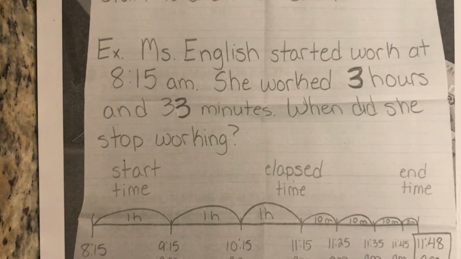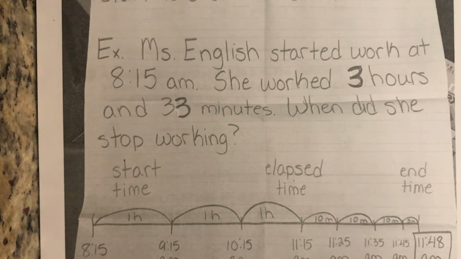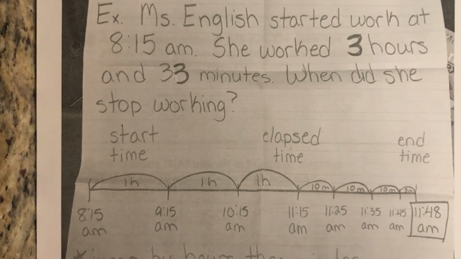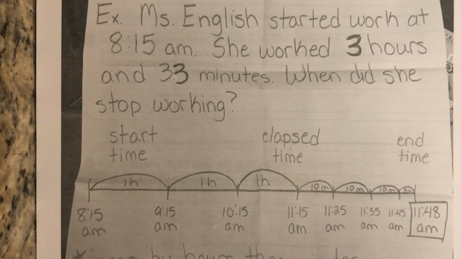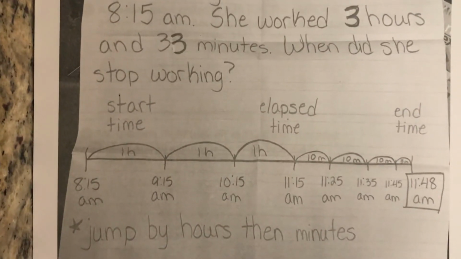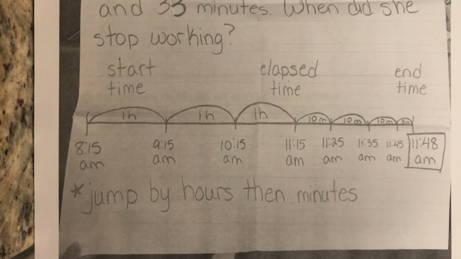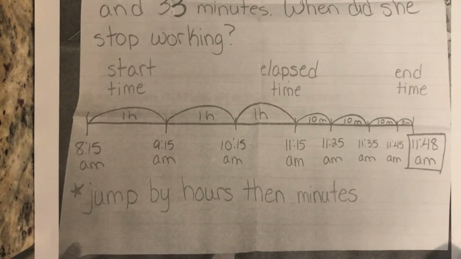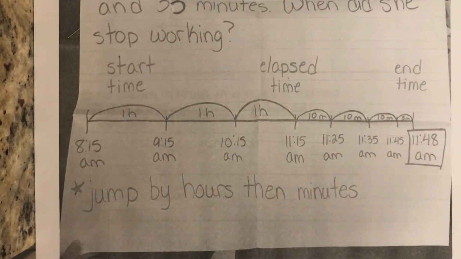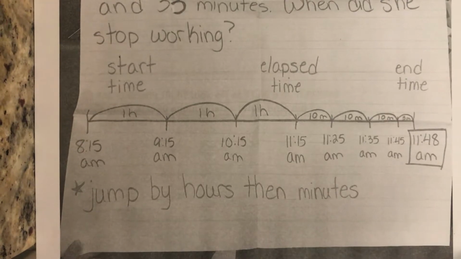In this problem, I would have to identify my start, elapsed, and end time. It tells me that I started working at 8:15, so I would make it my start time. If I work for 3 hours and 33 minutes, that's my elapsed time. My question's asking me to find my end time, and that's why I have a box around the time at the end. When we solve elapsed time problems, the easiest way to show it is with timelines and jumping by the largest amount of time given in your elapsed time, which here would have been hours.